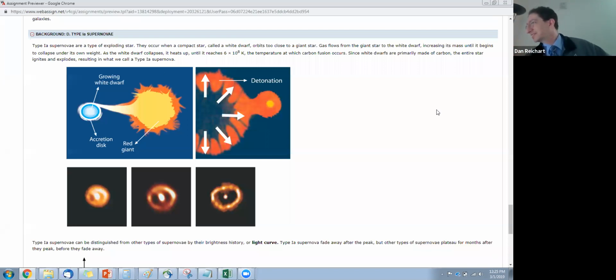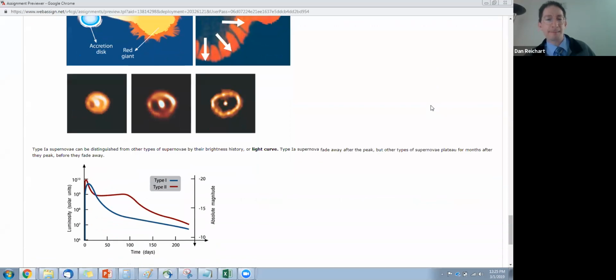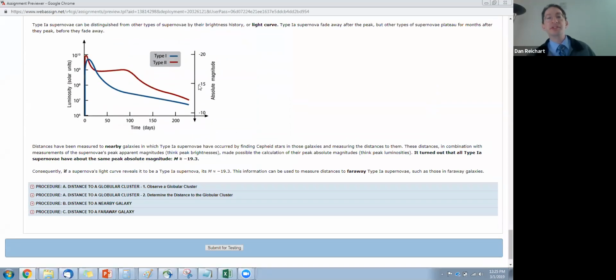There are, of course, subtleties with the position and brightness of the peak of the light curve, but you don't have to get into that. Anyway, here's the simple test. Type 1As get bright and they fade. Type 2s, which are the massive star blowing up, have a plateau phase. So if you can ID a supernova, you plot the light curve, and you determine which you have. If it's a type 1A, then you can use it as a standard candle.